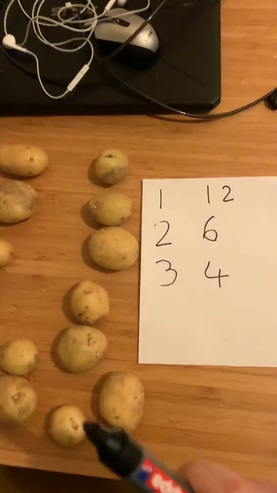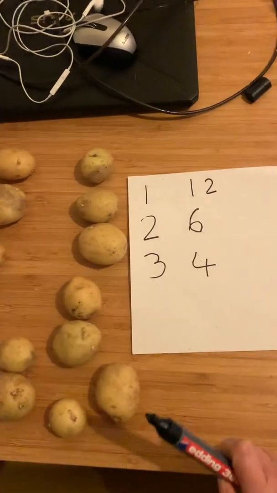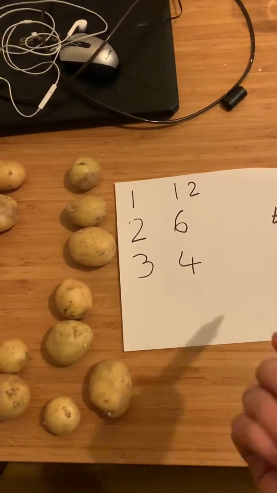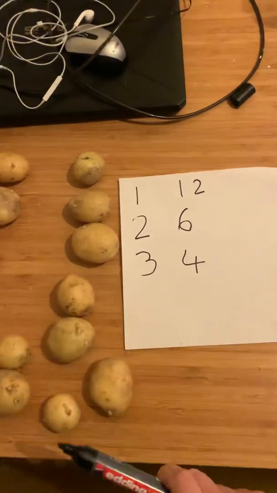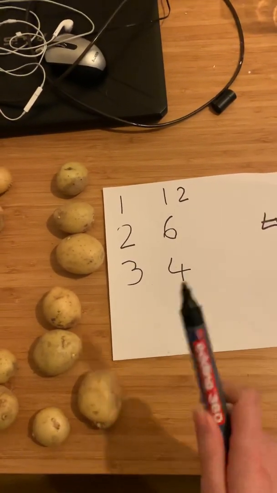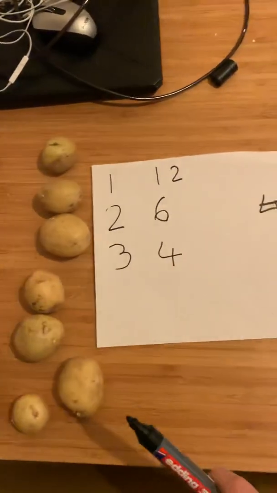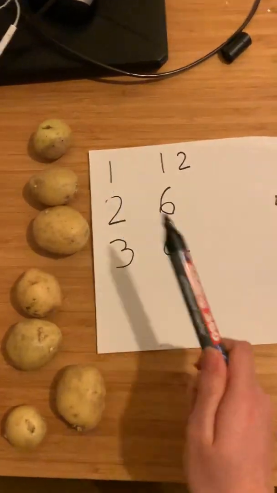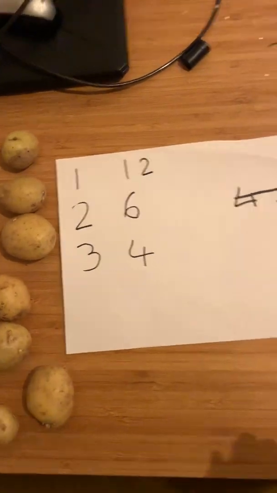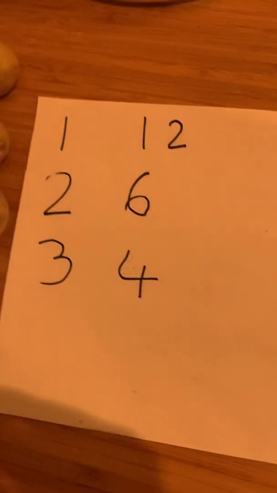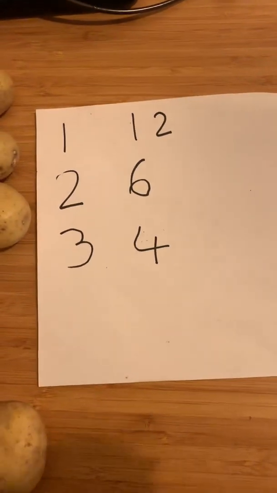7, remember, is a prime number. Is 12 in the 7 times table? No, it's not. Is 12 in the 8 times table? No, it's not. Is 12 in the 9 times table? No, it's not. In the 10s? No. 11s? No, but it is in the 12s. You cannot get a factor which is greater than the multiple which we're looking at. So remember, we are looking at 12. Therefore, I cannot have a number that is greater than 12.